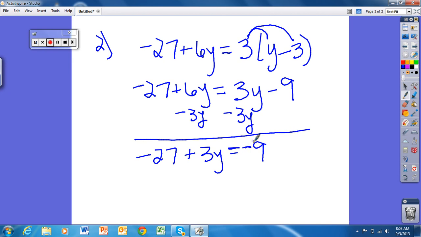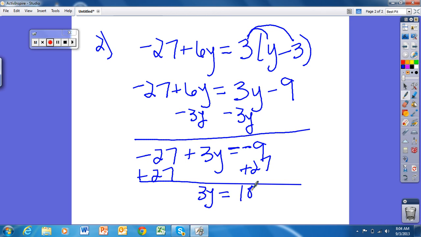Okay, so now all my y's, all my variables are on the left-hand side. So now I have to get all my constants to the right-hand side. So I'm going to add 27. And divide by 3. So y equals 6. It's important to note that 6 is the only value of y that would make this original statement true.